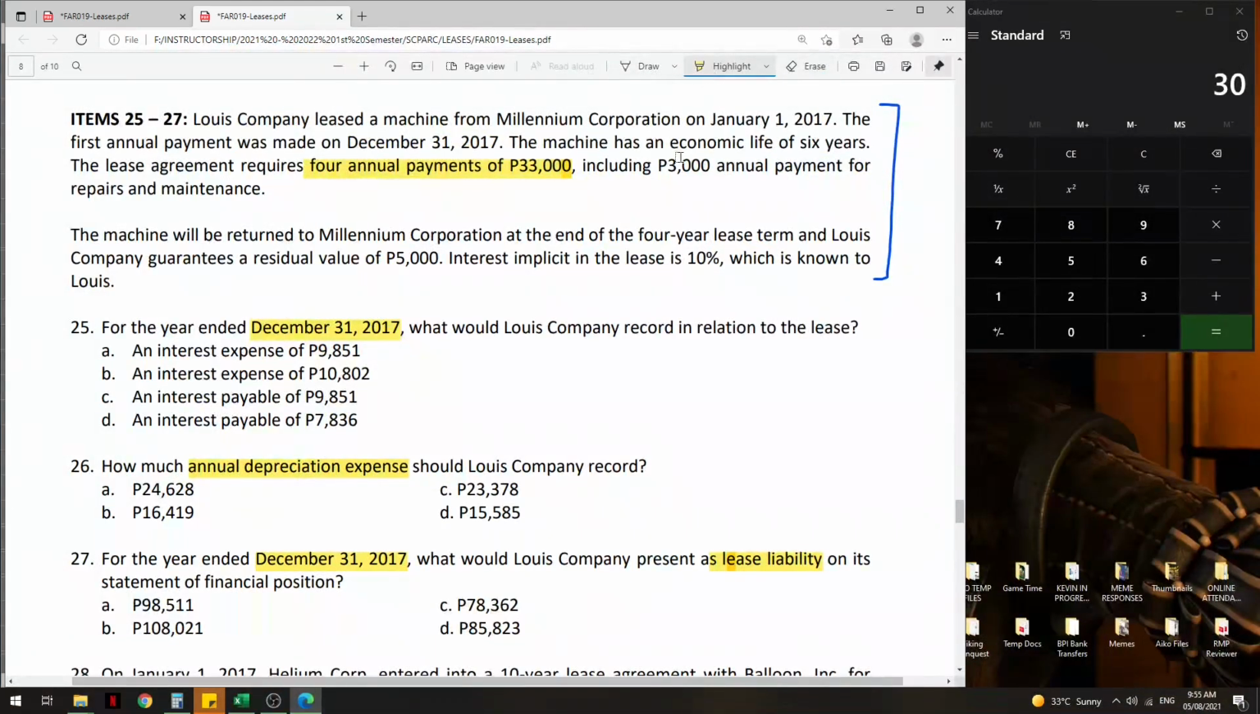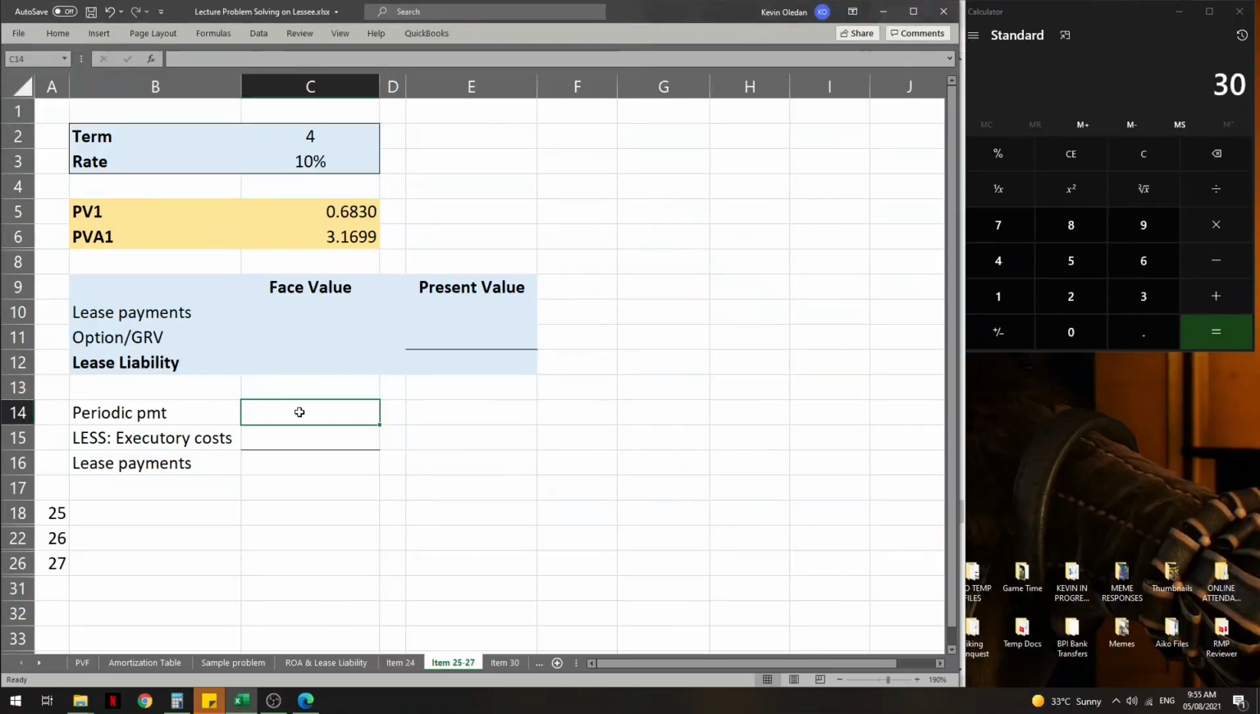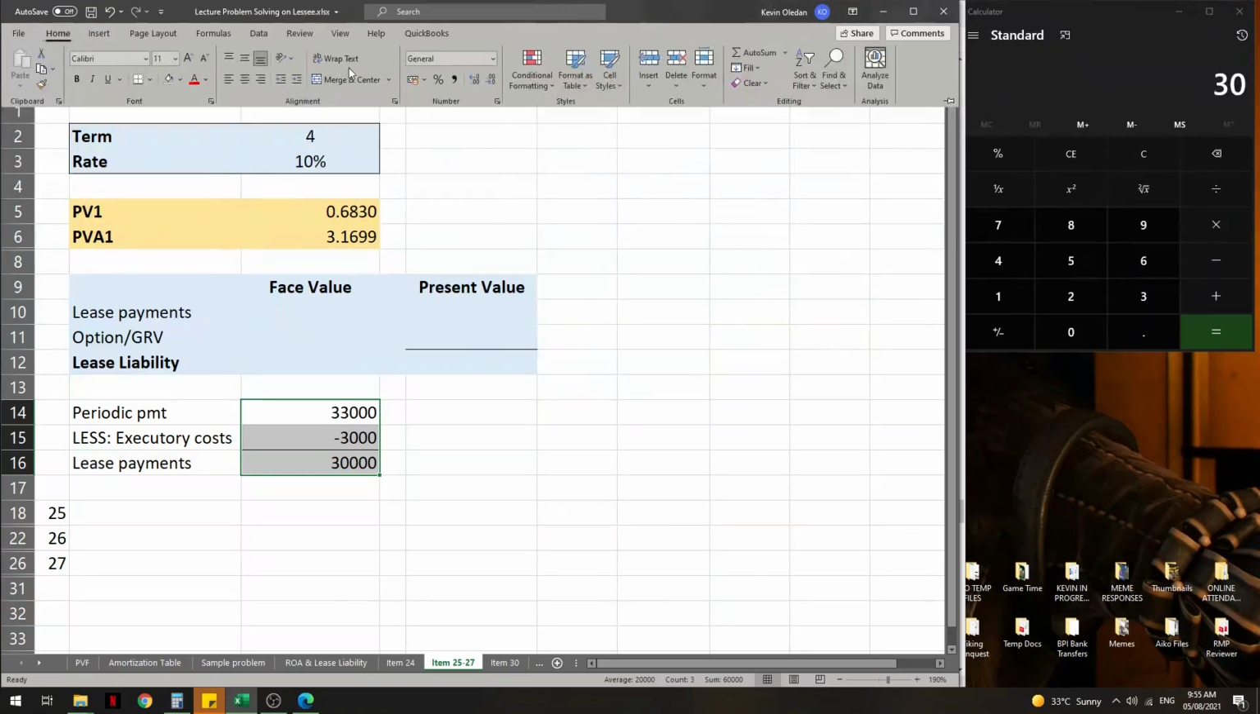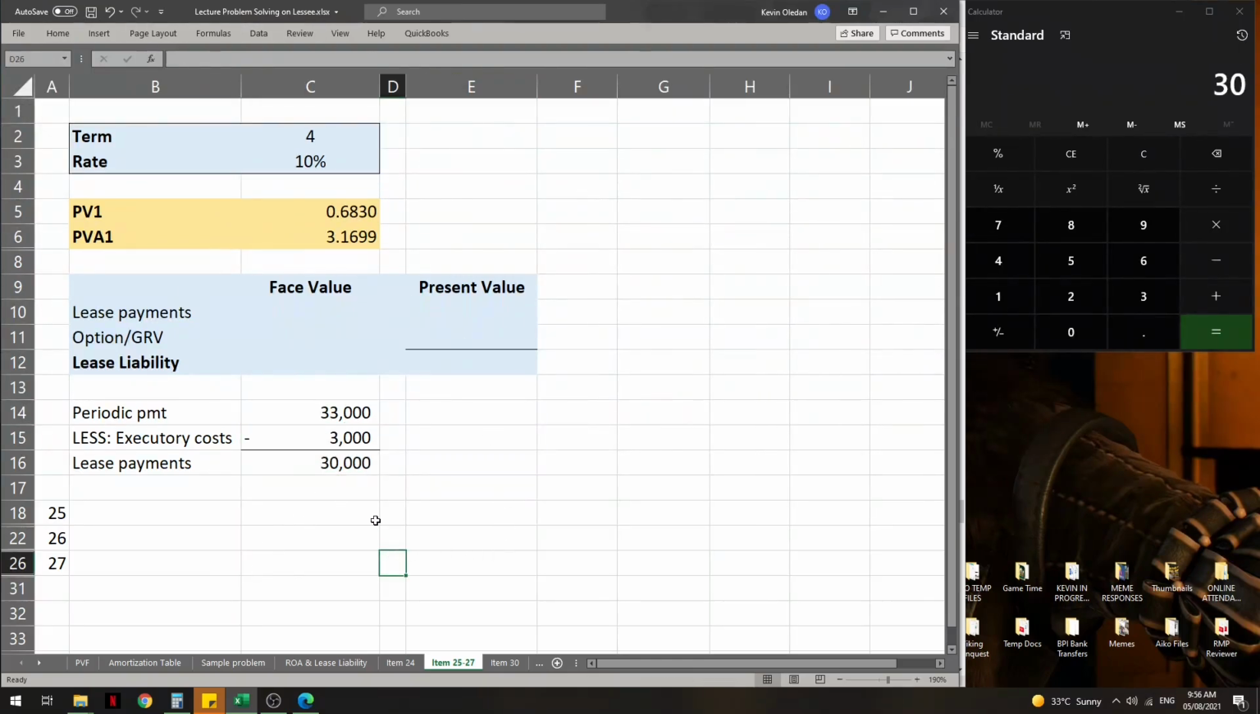33,000. Pero, that includes 3,000 annual payment for repairs and maintenance. Kailangan po natin tanggalin yan. So, a total of 33,000. Dapat minus ang 3,000. Kasi po, what we are looking for is what amount of payment relates to the lease. And we should exclude anything that is for executory costs. Okay? In short, ang lease payments natin is only equal to 30,000.